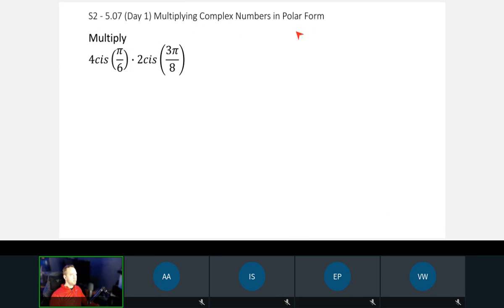All right, multiplying complex numbers in polar form. A question like this: 4 cis pi over 6 times 2 cis 3 pi over 8. How do we multiply these? I'm going to give all of you 2 minutes to do this. And this is recent, this is our last test. Ready to go.